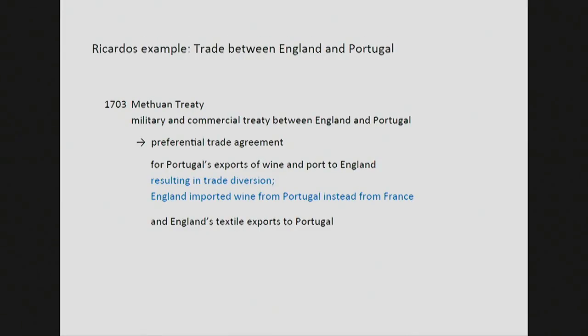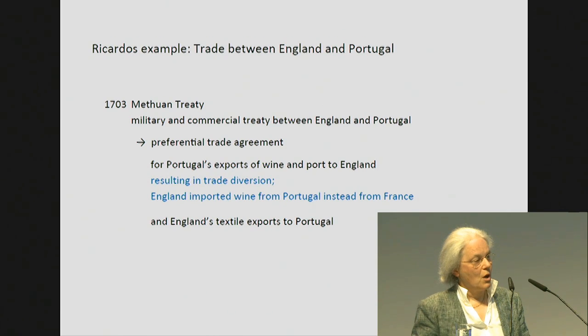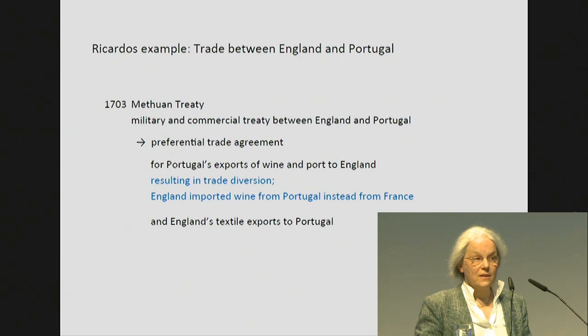The preferential treatment of Portugal's wine exports to England resulted in trade diversion, because with equal treatment, England would import the wine from France, and now importing the Portuguese wine was not importing it from the country where it was cheapest. And that was already understood in that time. There was some intuition of trade diversion, that a preferential trade agreement would not only create trade, but could be harmful also for the participating countries. And Adam Smith, for instance, was against this treaty.